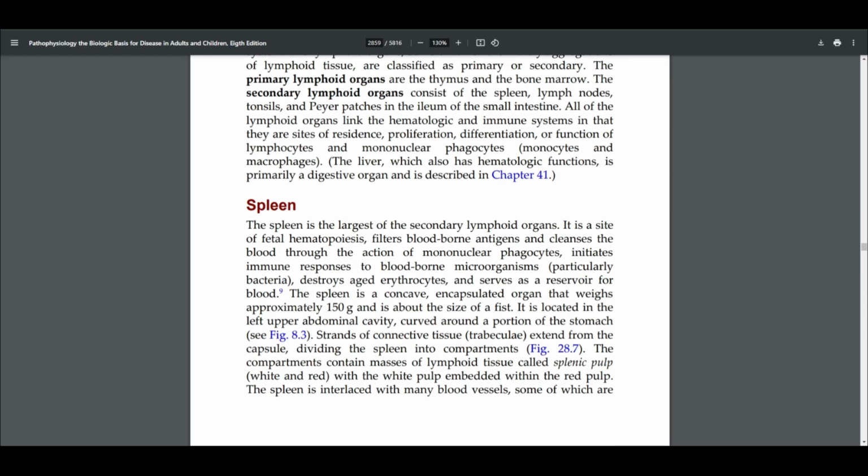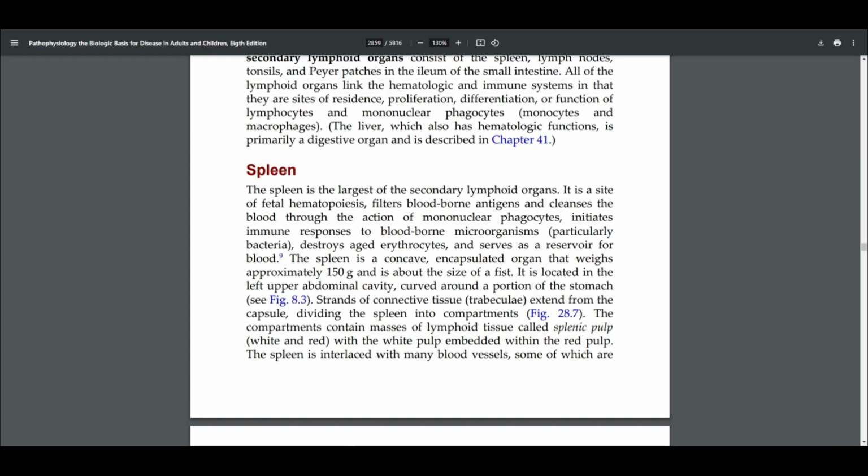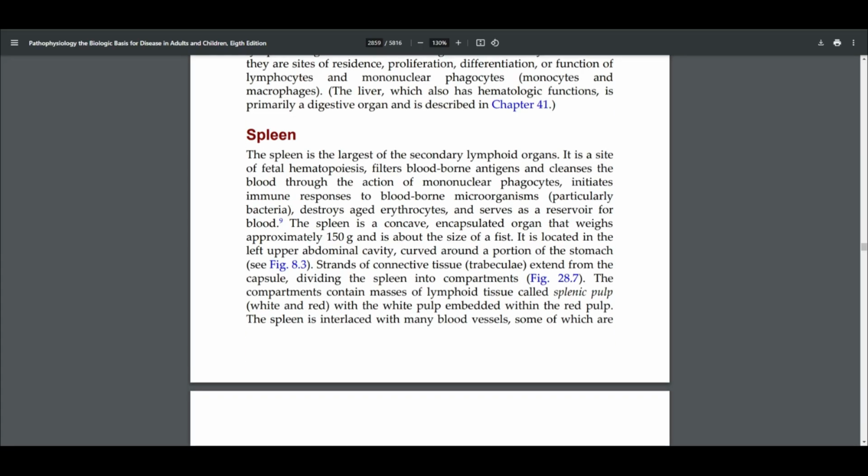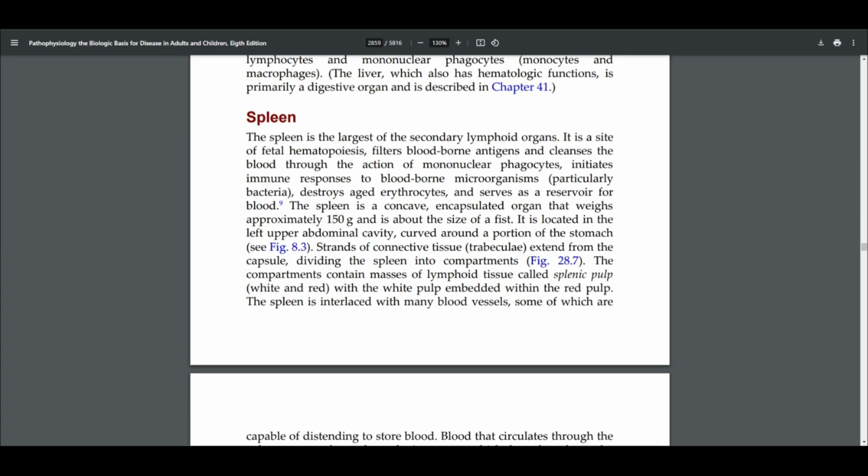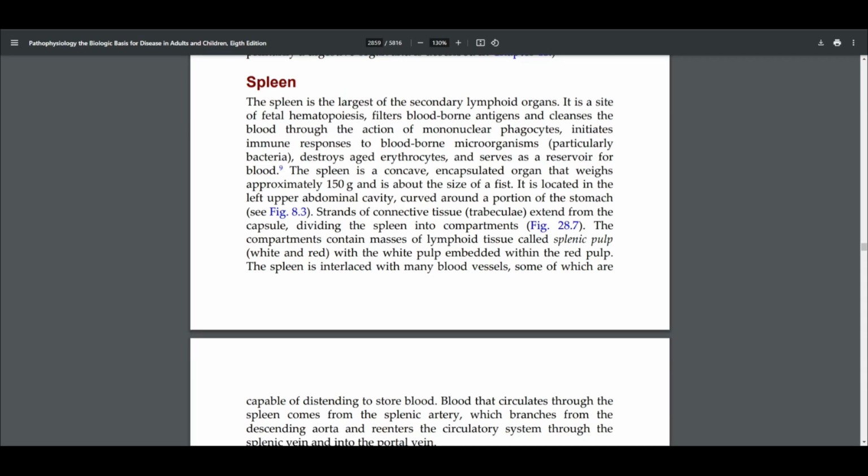So let's talk about the spleen. The spleen is the largest of the secondary lymphoid organs. It is a site of fetal hematopoiesis, filters blood-borne antigens, and cleanses the blood through the action of mononuclear phagocytes, initiates immune response to blood-borne microorganisms, destroys the aged erythrocytes, and serves as a reservoir for blood.